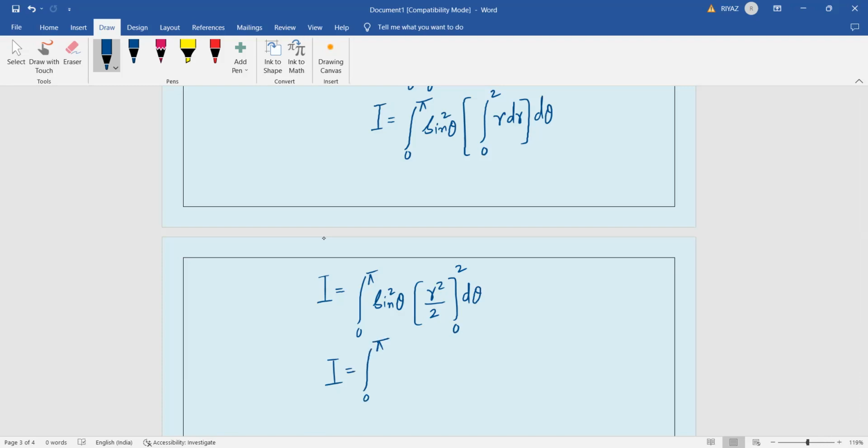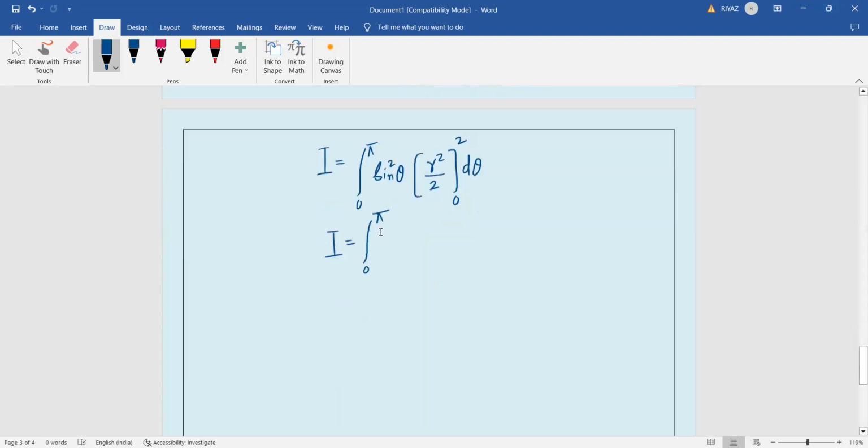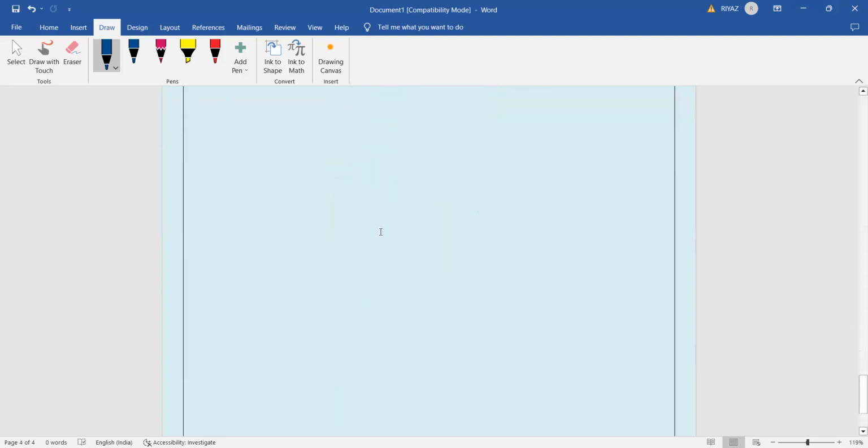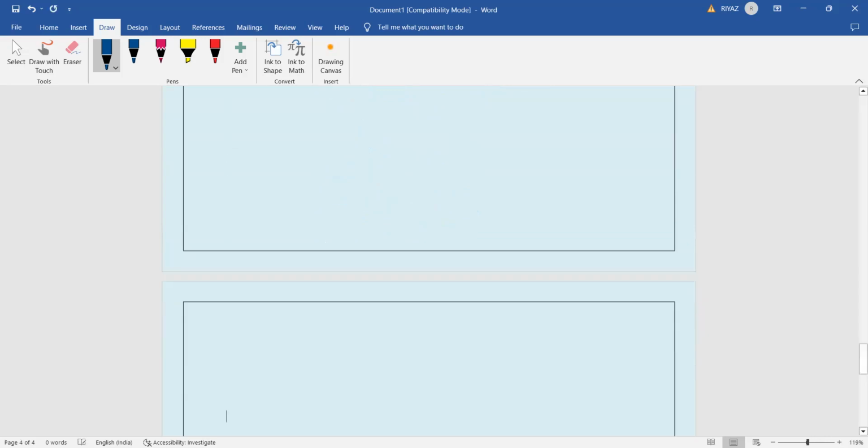This is sine square. Just 1 second, I'll just check it. We have another page. Don't have the page. We'll add 2 more pages.